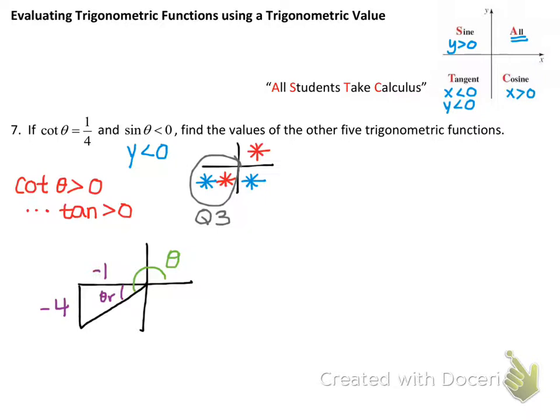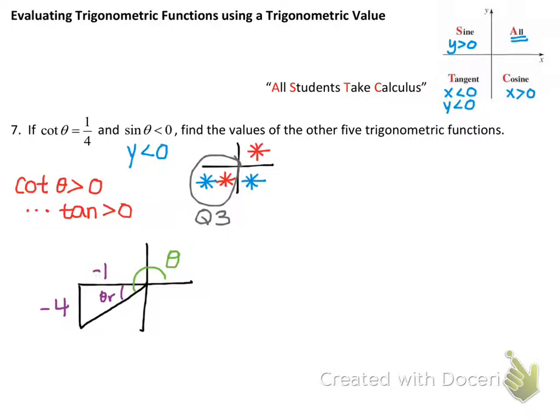So going back to the two problems we just did before, we were given those values, you know, a terminal point of -1 comma -4. So we knew that already. But because of that all students take calculus, we can determine it's in quadrant 3. So then we know the x and y values are going to be negative in quadrant 3. So now we're right back where we were before.